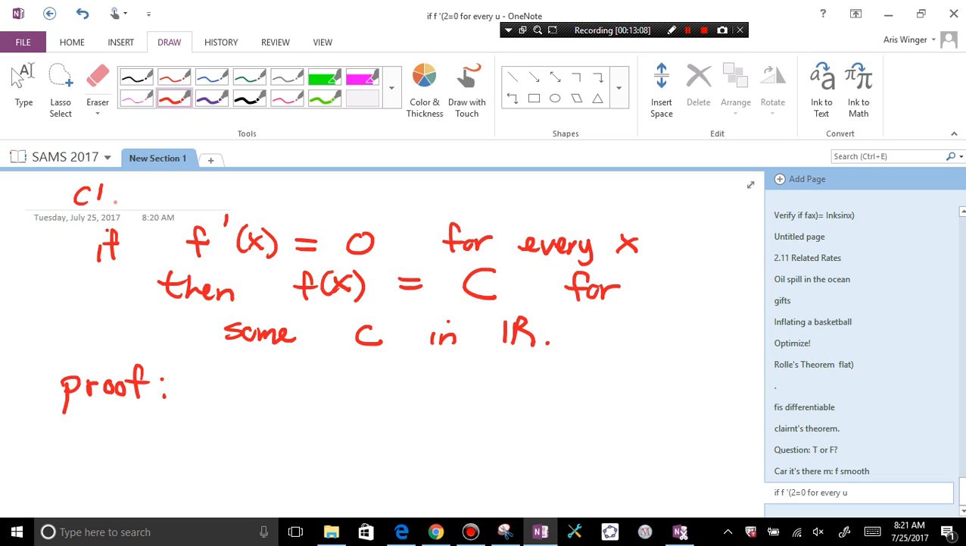That's a claim. Here's the proof of that. How do I show something's constant? How do you know if something's constant? It has the same y value for everything.